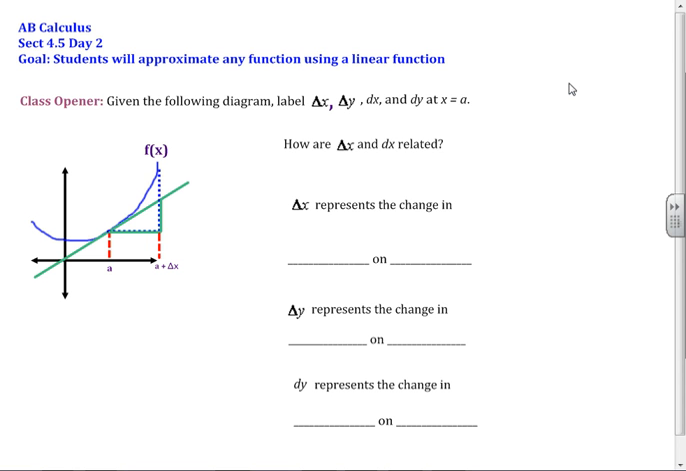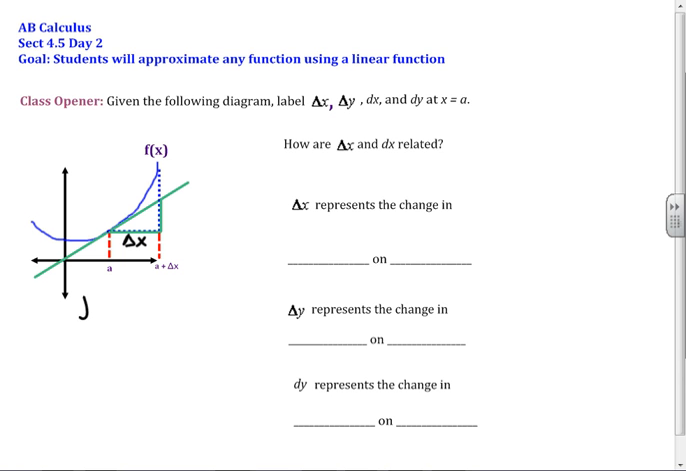Put in dx, delta x, delta y, and dy. I'm going to walk around and check to see how you're doing. How are delta x and dx related? You're going to remember this diagram we had yesterday? This is delta x, right?